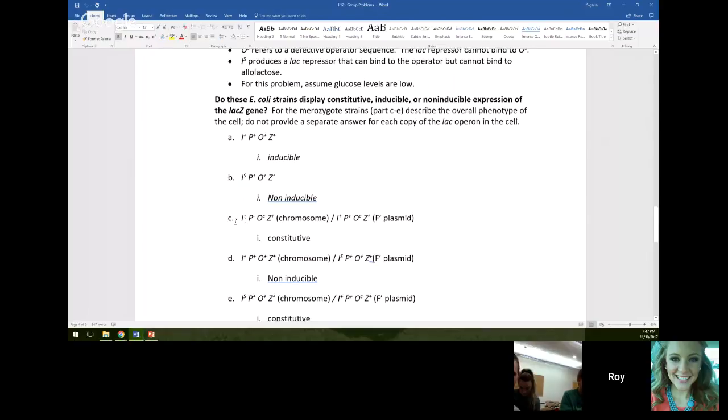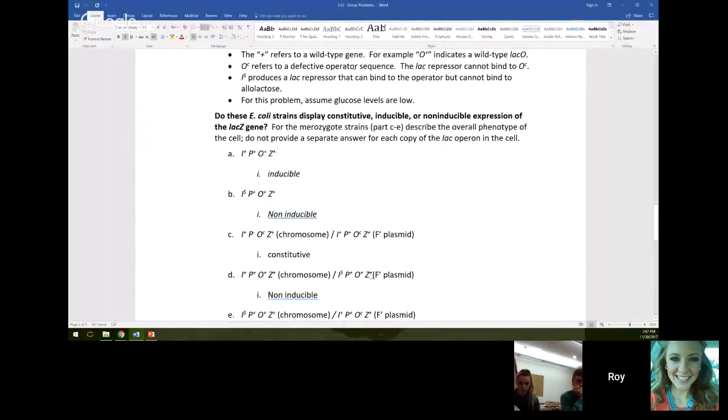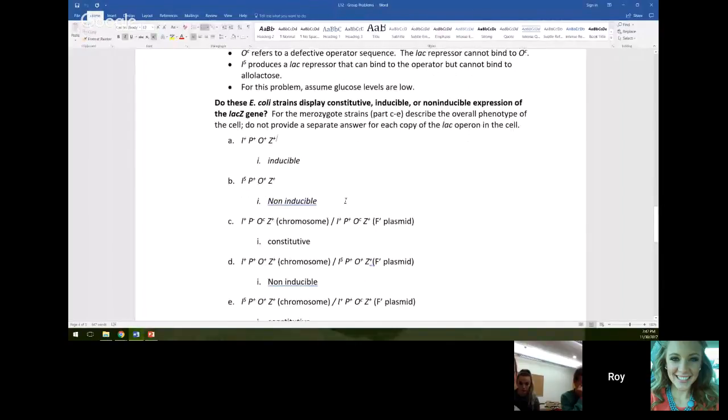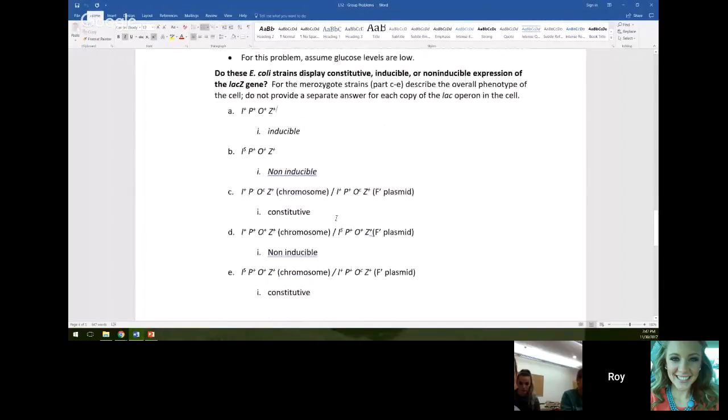And then as we go down, number C, they throw in a plasmid here, and so we have LacI good, but then it has this P and the OC. So the P is really not going to do much because we have a wild type P on the plasmid, so it's going to work either way. But the kicker here is the OC, and the OC refers to a defective operator sequence. The Lac repressor cannot bind to the OC, or the LacO, and this means it's always going to be running, always going to be on, and so it's going to be constitutive. That's why it's always going to be on.